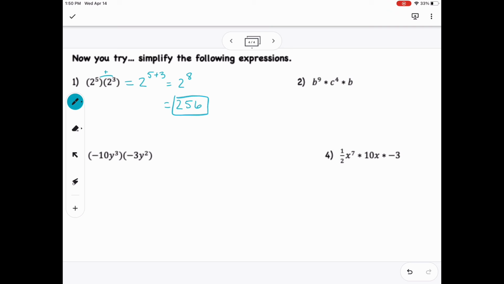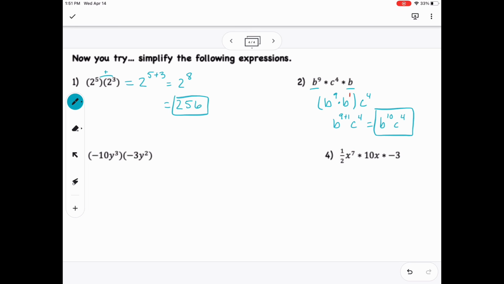For number 2, I see that I have 2 like bases of b, but notice that c doesn't have anything, which is fine. So I group the b's together. Remember, when the exponent is not written there, it's 1. So 9 plus 1 gets me b to the 10th. And because c didn't have anything, it just stays c to the 4th. It's already simplified in that case.